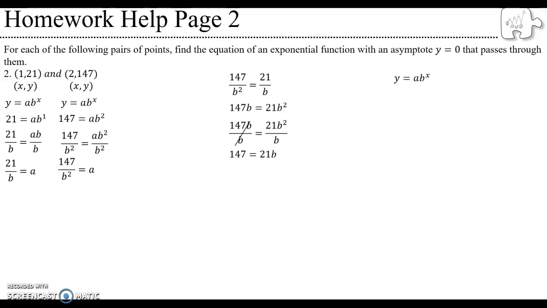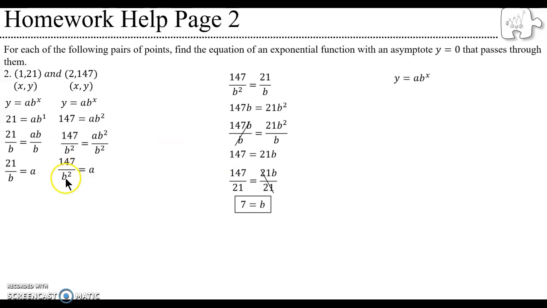Now the next thing on the agenda is we have to divide by 21 on both sides, which makes the 21s cancel out. And then we're just left with b equals 7. Luckily we got a whole number there, nothing too complicated.